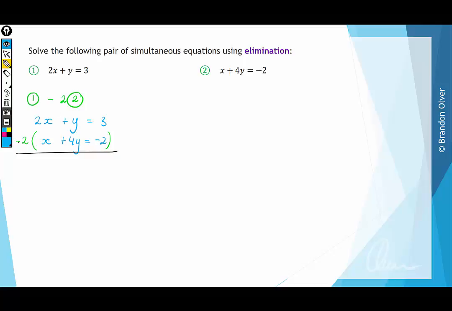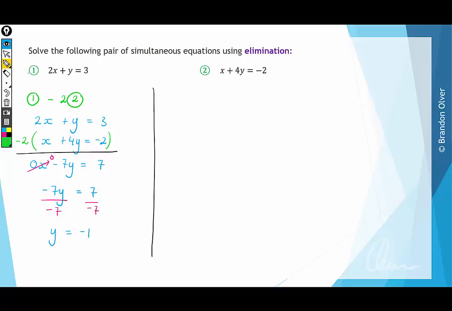So we have 2x subtract 2x, which will give us 0x. Then we'll have y subtract 8y, so that will give us minus 7y. And that will be equal to 3 subtract 2 times negative 2, which will be adding on 4, so that will equal 7. As this is 0 times x, that's just 0. And we can see that our overall equation is minus 7y is equal to 7. To get y by itself, we're going to divide both sides of the equation by negative 7, and that will give us y is equal to negative 1.